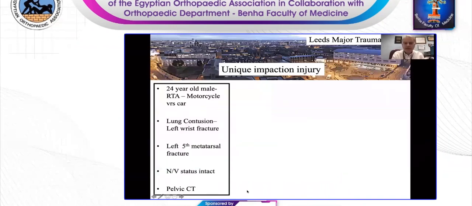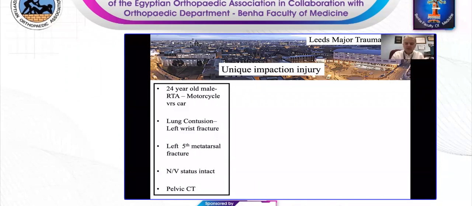So this case refers to a 24-year-old male who was involved in a road traffic accident, motorcycle versus car. He was the motorcycle driver. During the course of the accident, he sustained lung contusion, a left wrist fracture, and a fracture to the left fifth metatarsal. When he presented to our department, there was no neurovascular deficit present.